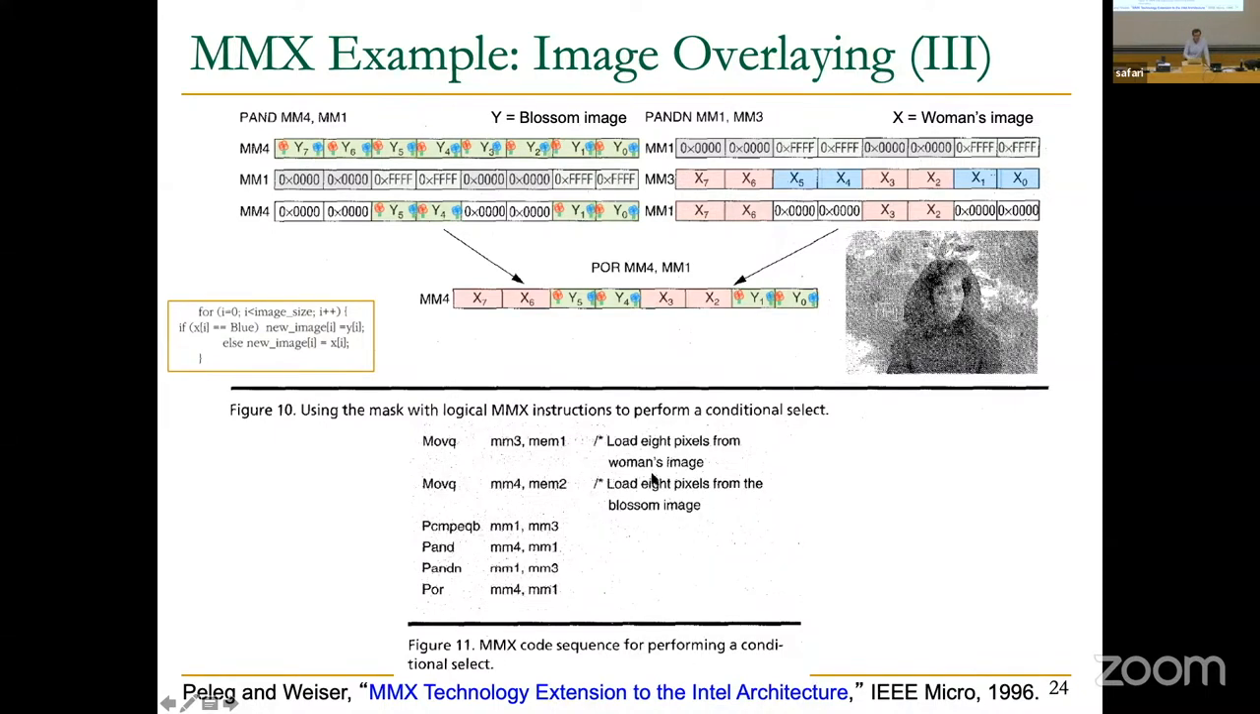These are loading 8 pixels from the original image and then the blossom image into 2 registers. And then you do the packed compare equal, which sets the mask in MM1. And then you do the packed AND to get the blossom image in appropriate locations. And then you do the packed AND-NOT to get the original image in appropriate locations. And you OR them into registers so that you can actually construct the final 8 pixels of the image. And then, of course, you need to iterate.